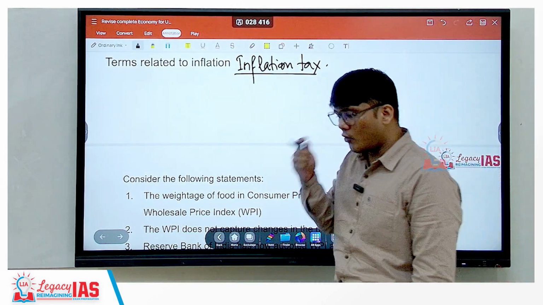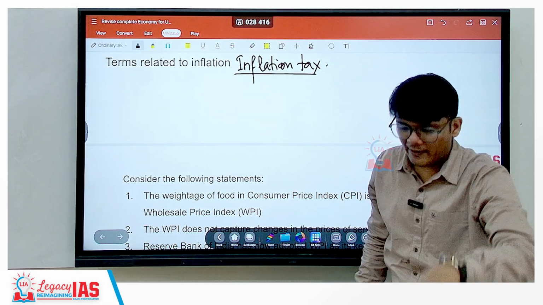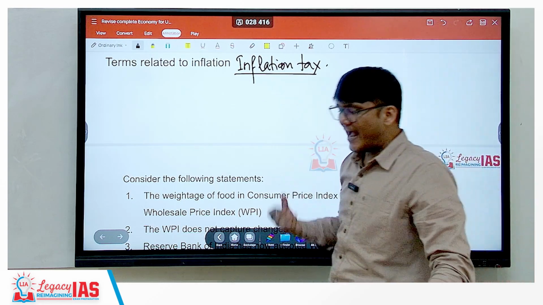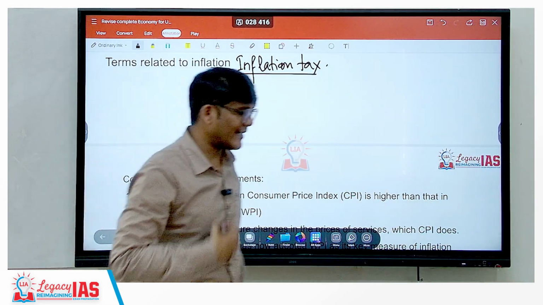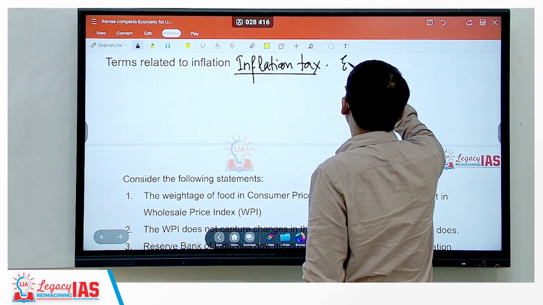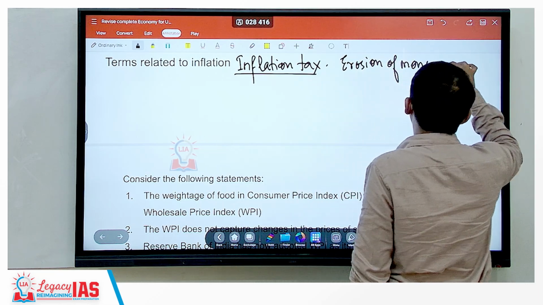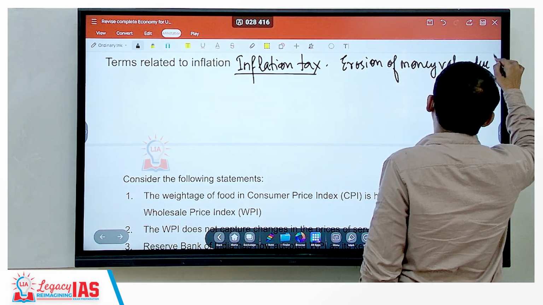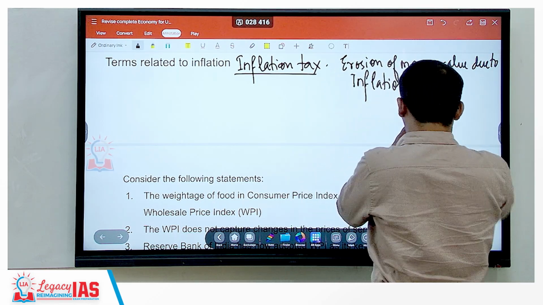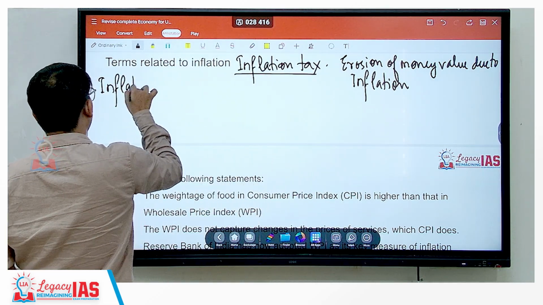Meaning the value of your money has eroded, has gone down. This erosion of value of the money because of inflation is the inflation tax, because it acts like a punishment or acts like a tax which has reduced the value. So what is inflation tax? Erosion of money value due to inflation is an inflation tax. Then there is a concept of inflation premium.